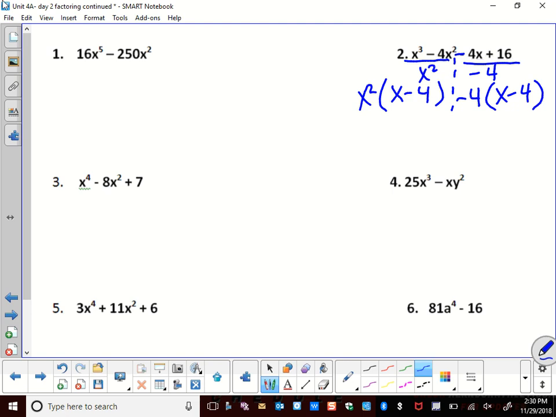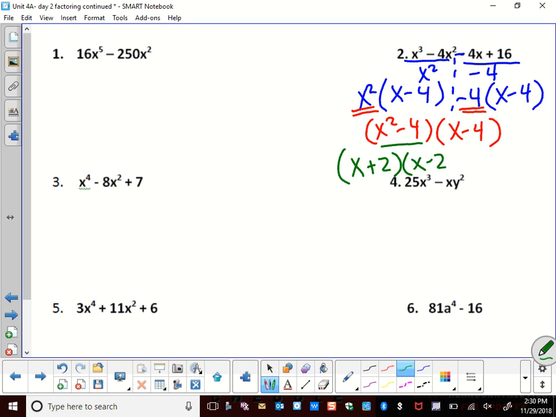Do we see that I have matching parentheses? Okay, so my GCFs become their own parentheses, x squared minus 4, and my matching parentheses become their own. I'm not done here. Do we see that I can factor this one? So if I factor this, I get x plus 2, x minus 2. The order of your signs doesn't matter. So this is your answer.